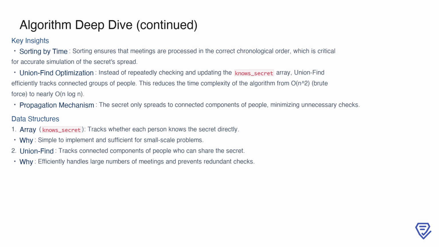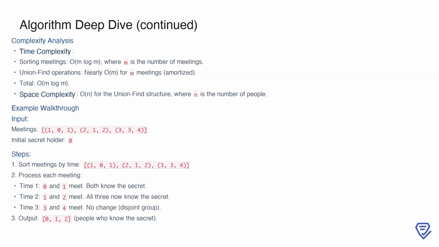The secret spreads only within connected components of people, which minimizes unnecessary checks and ensures the algorithm remains efficient. Two main data structures are used: an array, knows_secret, which directly tracks the status of each person, and union find, which is better suited for handling larger and more complex cases by efficiently managing group connections. Analyzing the algorithm's complexity gives us a clearer picture of its efficiency.